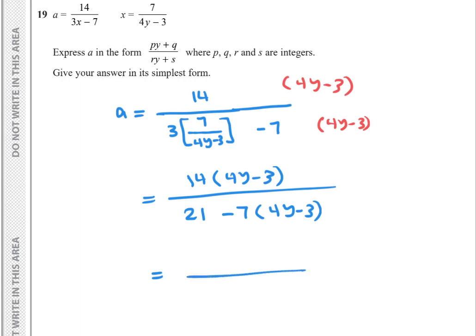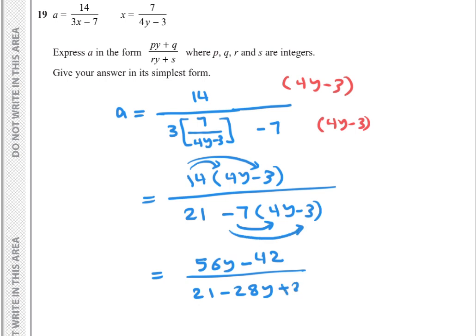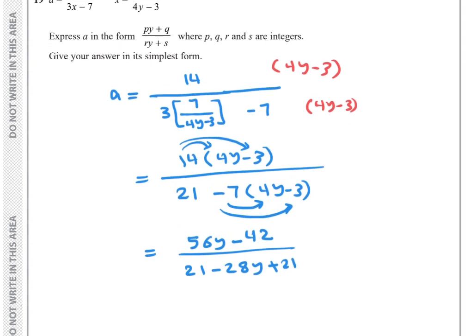Now expand the numerator and the denominator. 14 times 4 is 56, so 56y, and 14 times negative 3 is negative 42. For the denominator, 21, negative 7 times 4 is negative 28y, negative 7 times negative 3 is positive 21. We can simplify more. 56y minus 42 over negative 28y, 21 plus 21 is 42.